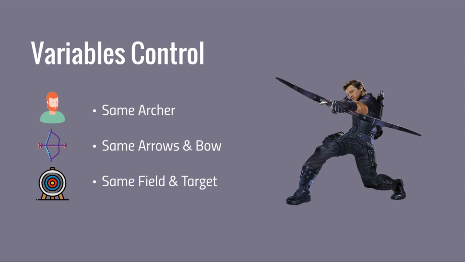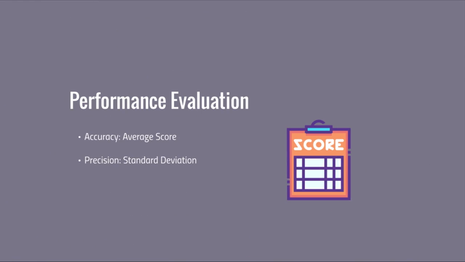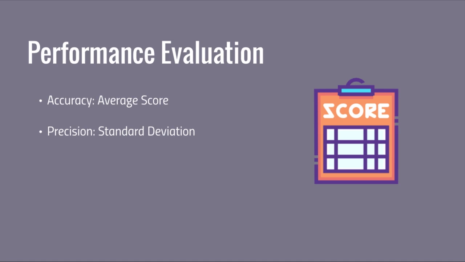To simplify the variables of the project, we have some variable controls. We use the same archer, the same arrows and bow, and the same field and target. It's difficult to evaluate a person's performance. Therefore, we divide the performance into two aspects, which are accuracy and precision. Accuracy is estimated by average score, while precision is estimated by standard deviation.